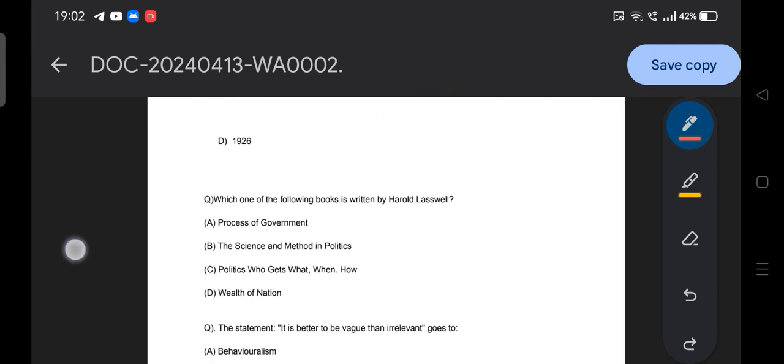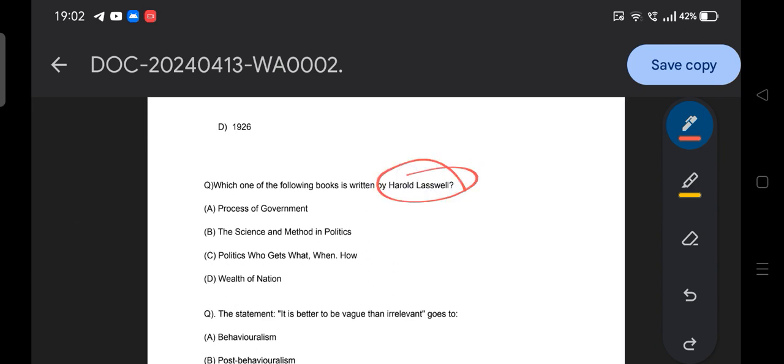Then moving to the next question: the book written by Harold Lasswell. Option A, The Process of Government; B, The Science and Method of Politics; C, Politics: Who Gets What, When and How; D, The Wealth of Nations. So which is basically the book of Harold Lasswell? The answer is option C. Here we will discuss this when we cover the different approaches to comparative politics, for example the institutional approach, the modernization approach, the behavioral approach. Different thinkers come under these approaches, and we will try to cover the important thinkers, their books and key ideas.